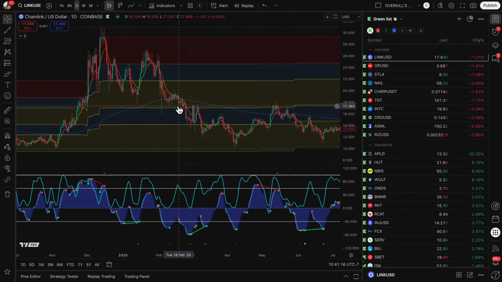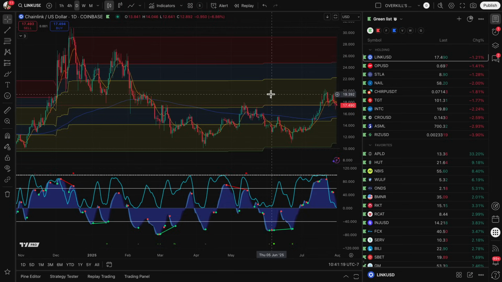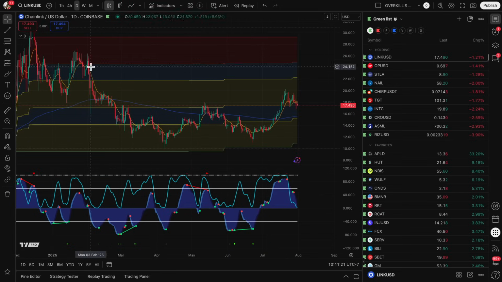I got in a little too early on some of these names, but we were dollar cost averaging down here throughout the dip. And now we're just waiting for price to get back up here in the red zone. So the target on Chainlink, our first target, would be 26 to 28.